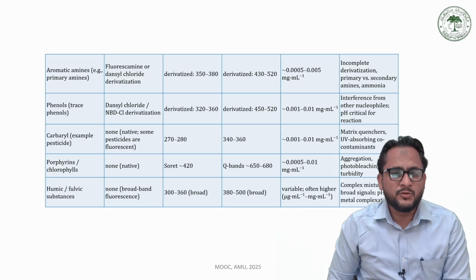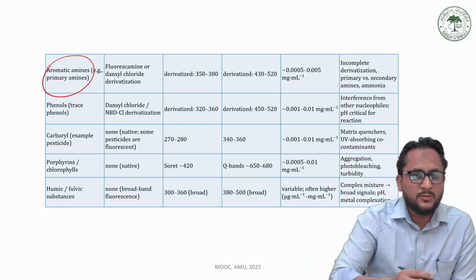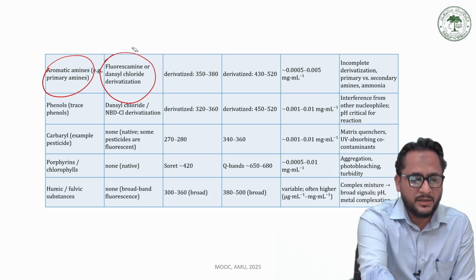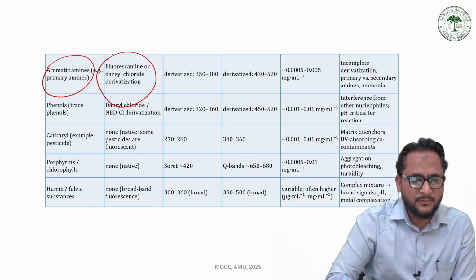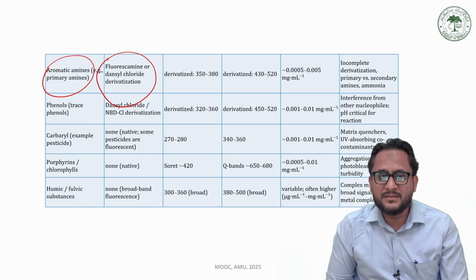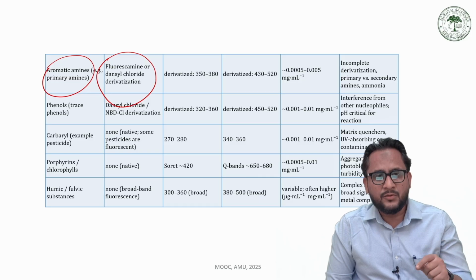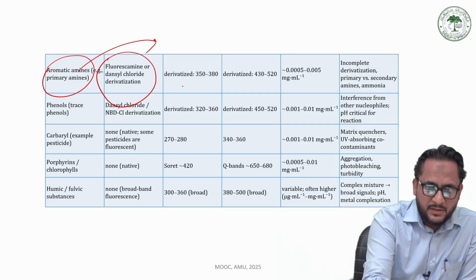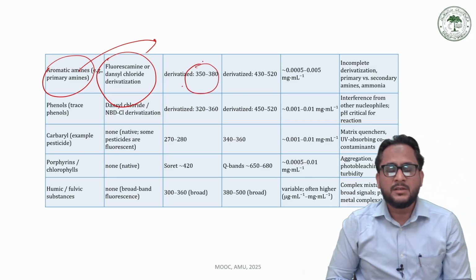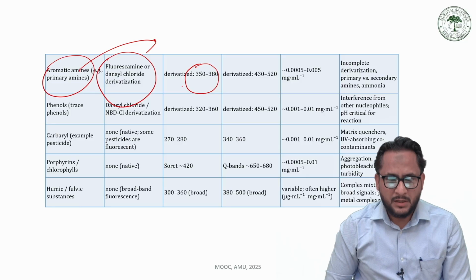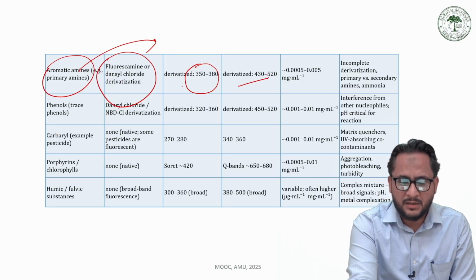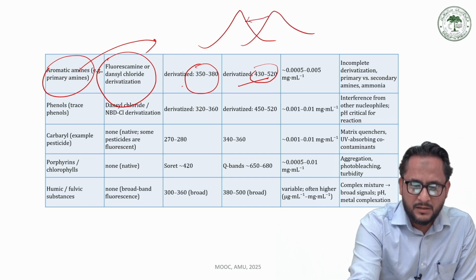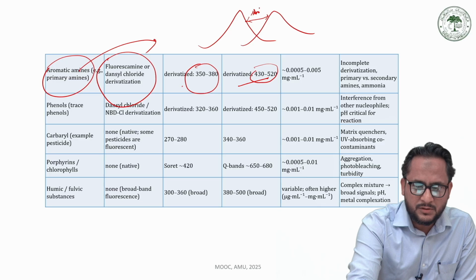Then this table shows a few examples, like aromatic amines. They do not fluoresce, but we can make them fluoresce through derivatization, and the derivatizing agent for these aromatic amines is fluorescamine or dansyl chloride. When we add dansyl chloride, it converts these non-fluorescent aromatic amines into their fluorescent derivatives, and these derivatized molecules absorb light radiation in the region 350 to 380 nanometers, while upon excitation, when the electrons return back, they emit light of longer wavelength, means their peaks are like this. We have a clear distinction between these two peaks, which is called the Stokes shift.